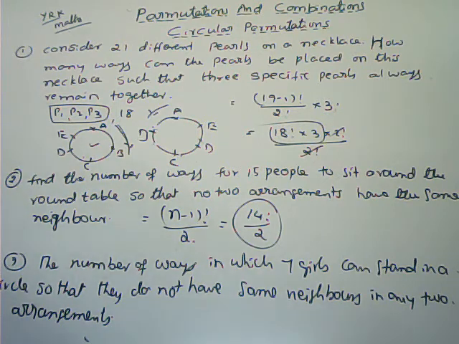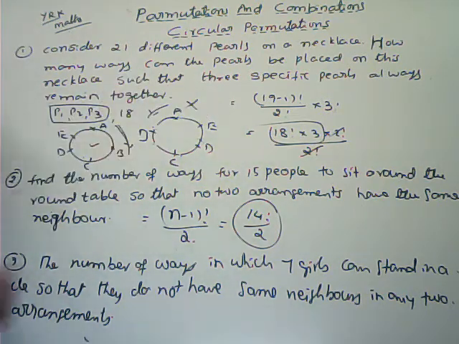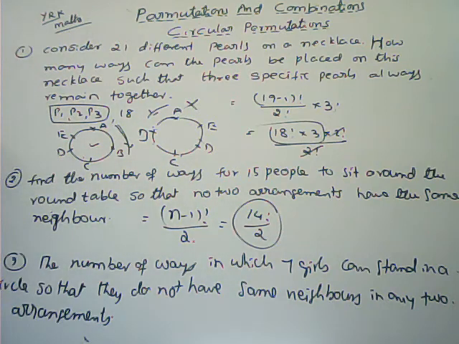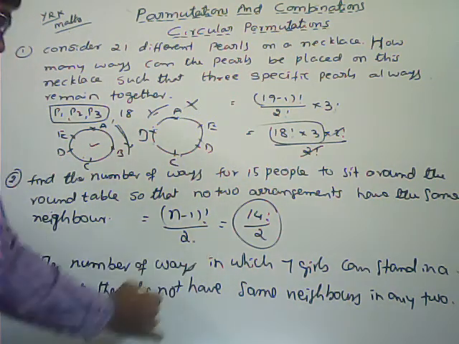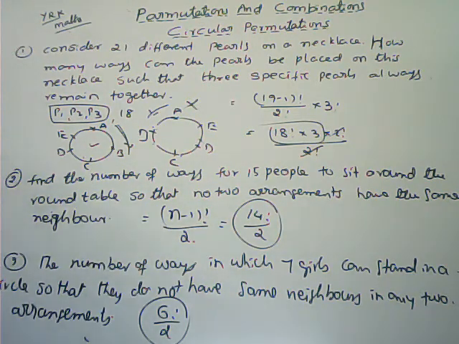The number of ways in which 7 girls can stand in a circle so that they do not have the same neighbors. They do not have the same neighbors means here also you can remove this one. Otherwise you can consider these two as only one circular permutation. Then the number of circular permutations here also is n minus 1 factorial by 2. So 7 minus 1, 6 factorial by 2, if in every circular permutation no two girls have the same neighbors.